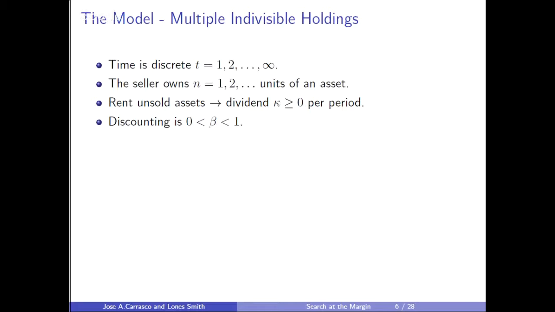Time is discrete, goes from 1 to infinity, forever. The seller owns an integer number of units of the asset: 1, 2, 3, and so on. He might derive some dividend, some value just by holding the asset. Think about if he holds two houses and he can rent them; he derives from renting them a dividend kappa. And of course there's discounting, beta between 0 and 1.